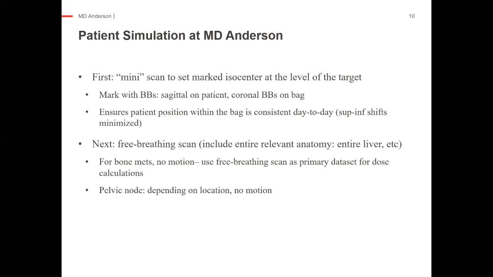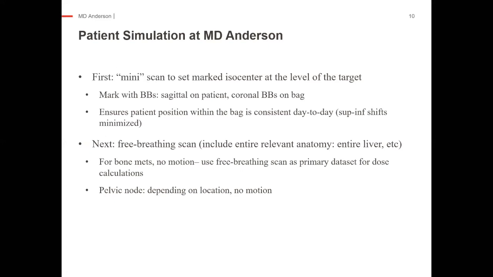We then do a free breathing scan. This is your entire relevant anatomy. So if you're doing a thoracic site, you'll want to include the entire lung. If you're doing an abdominal pelvic site, you're going to want to include the entire liver for your DVH purposes.